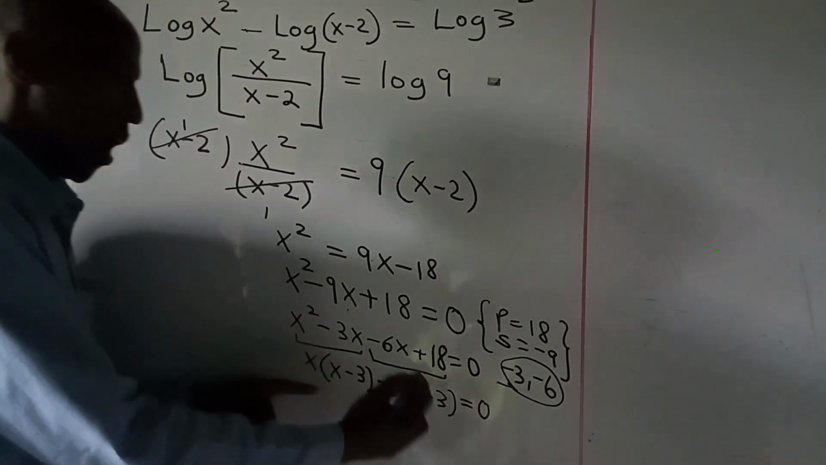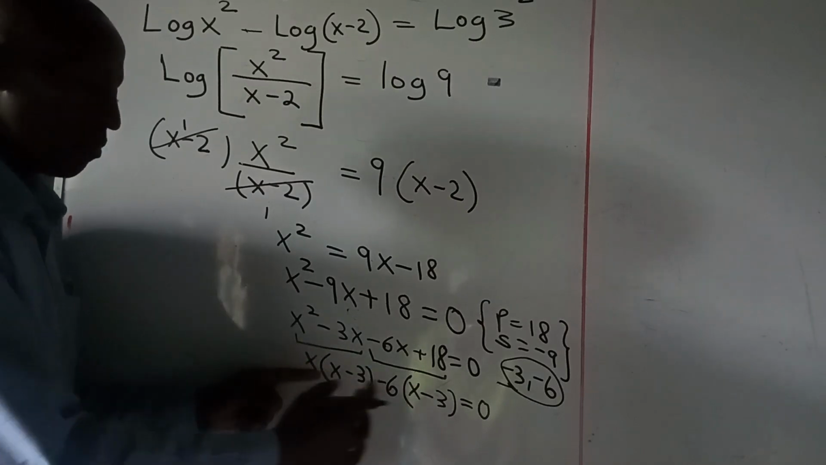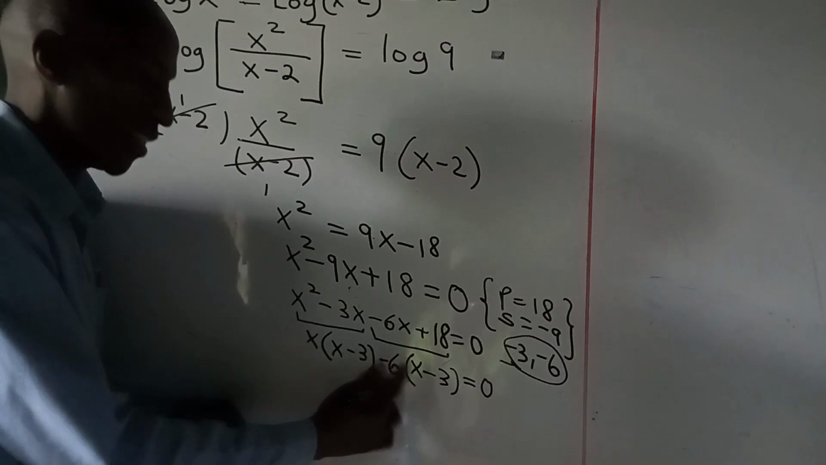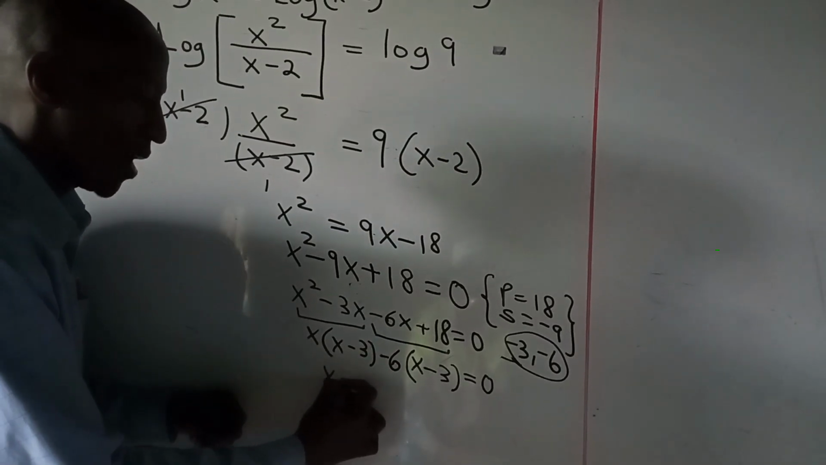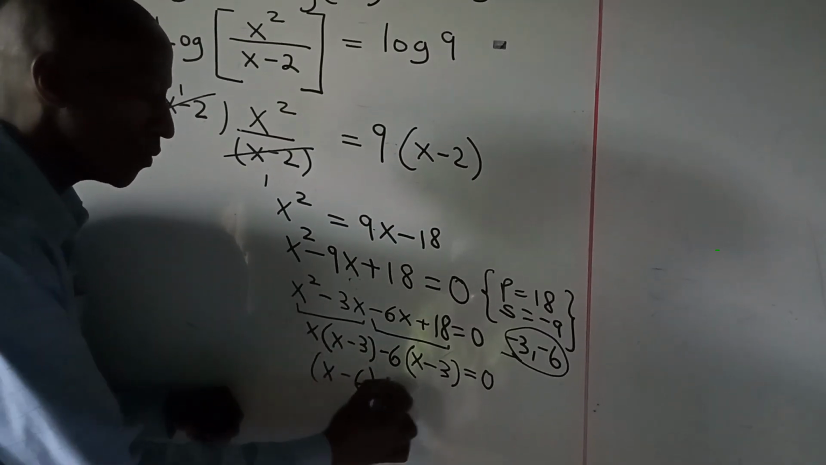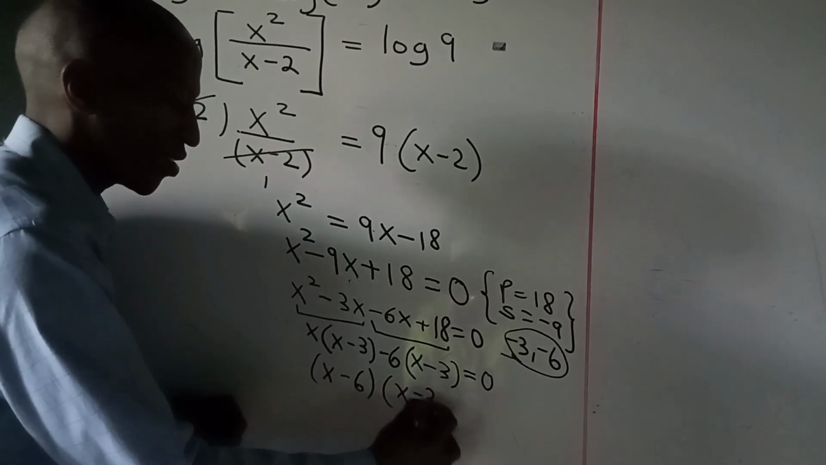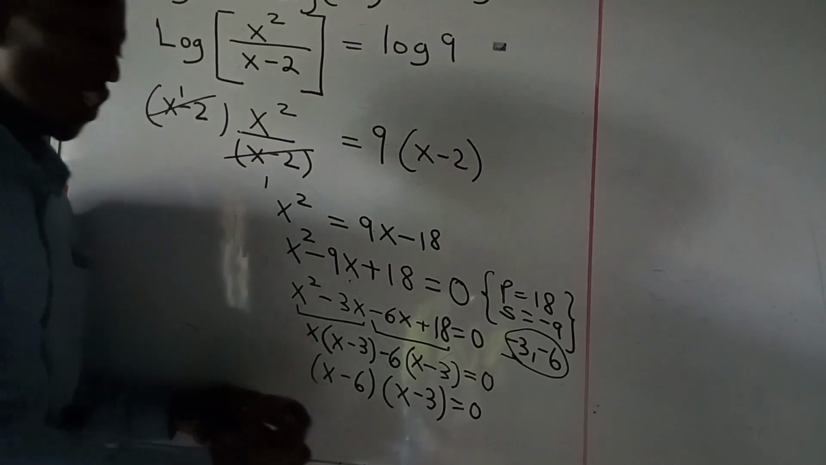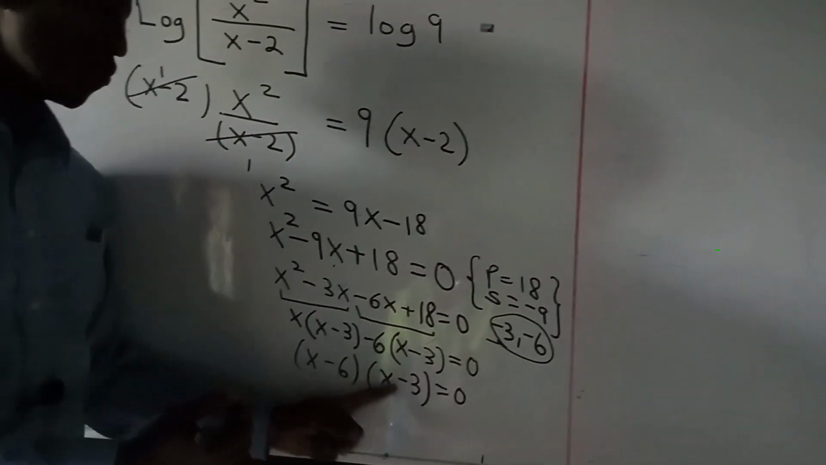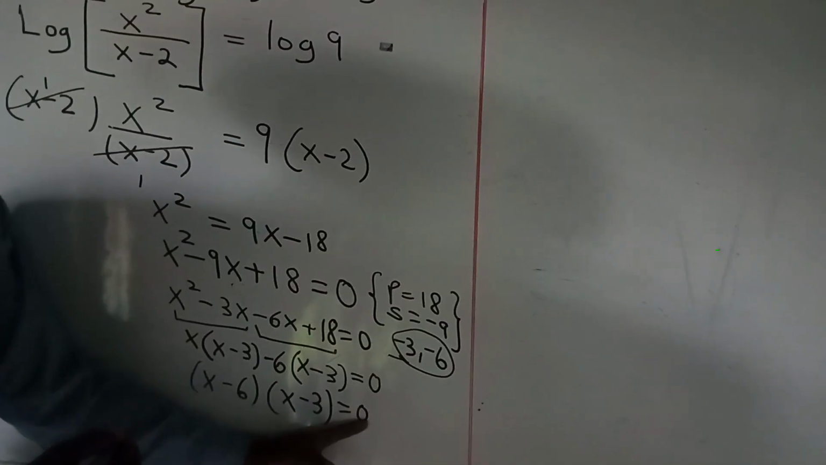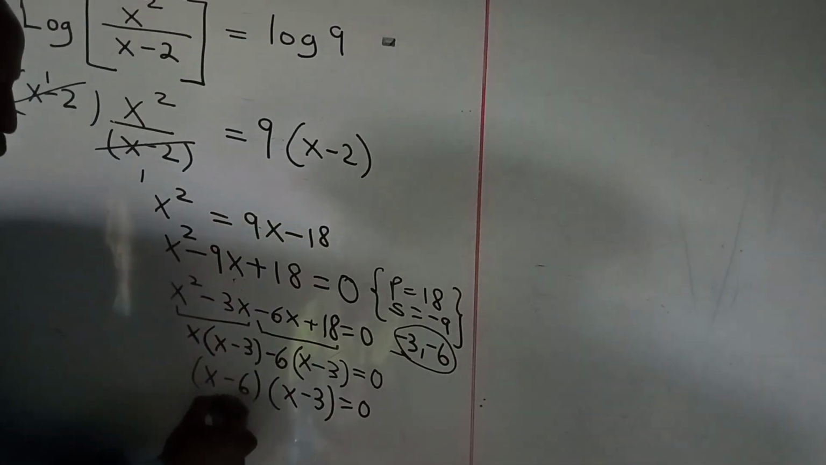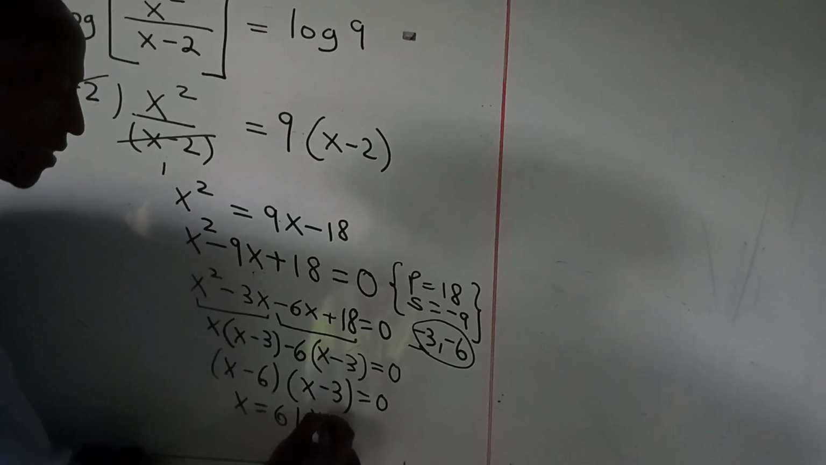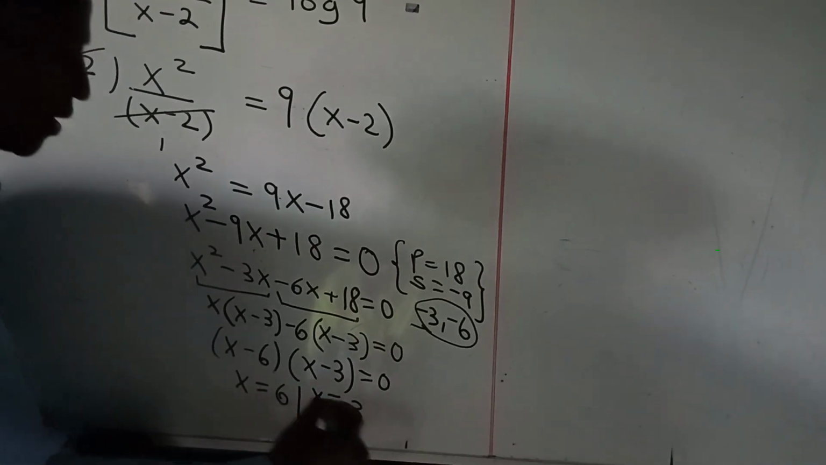That is equal to 0. We put like terms together, whereby we pick this multiplier and this one as x minus 6 and x minus 3 are the factors, and that is equal to 0. At this point, we are saying there are two numbers which when you multiply, give us 0. Either x is equal to 6 or x is equal to 3.